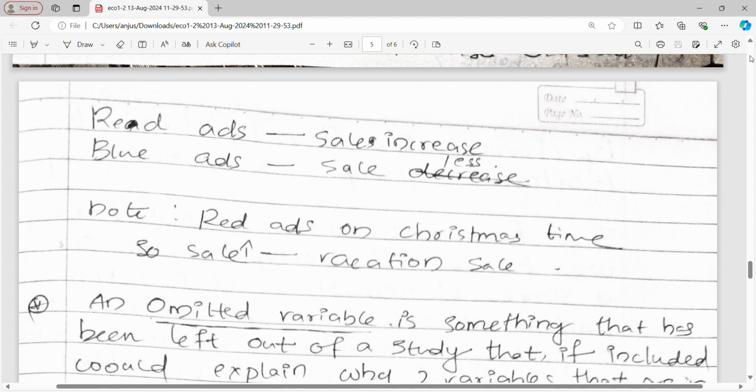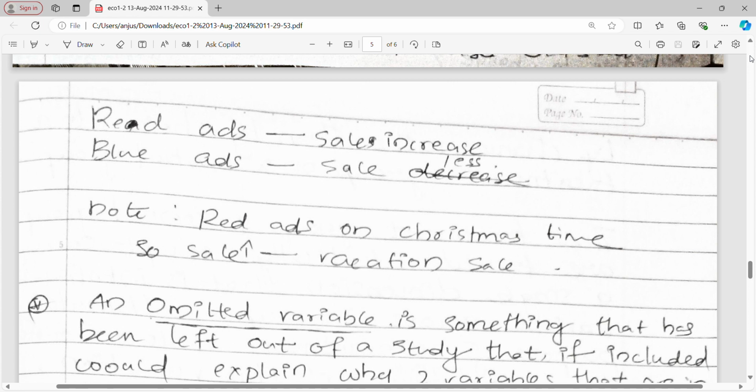So first, before that, there is an example in your reading, that is on red ads and blue ads. The example goes like this: when a particular firm does its campaign with all the advertisements in a red theme, the sale increases. But when their advertisements are in a blue theme, their sale decreases.